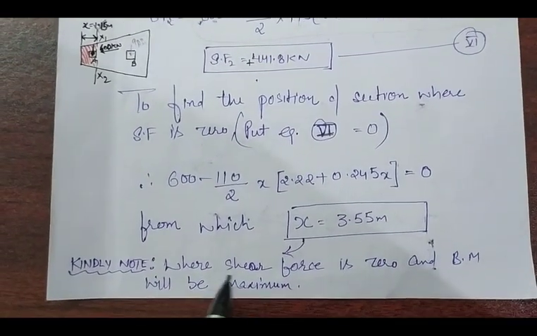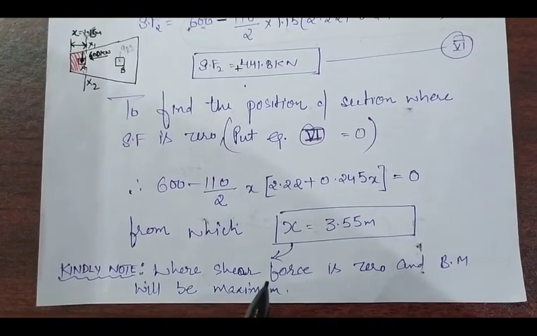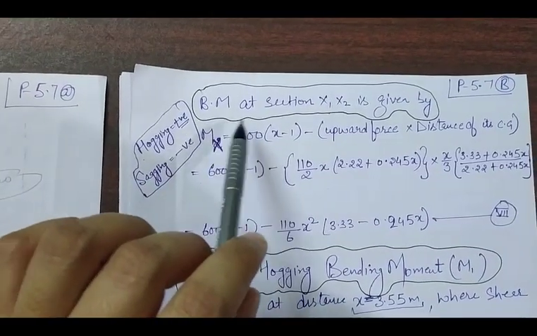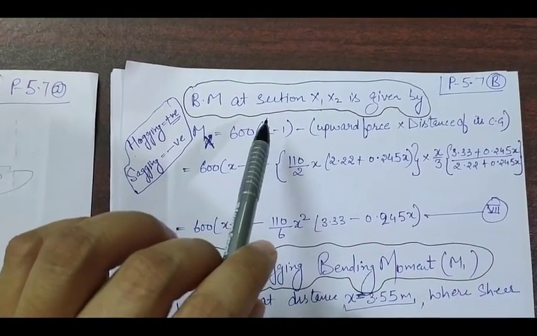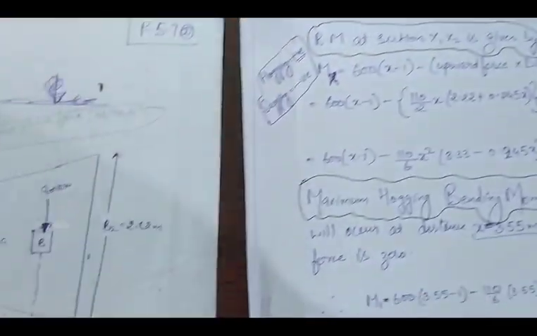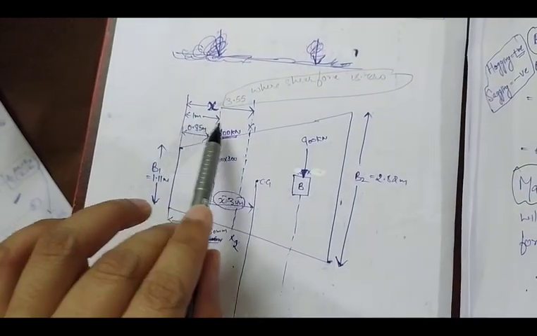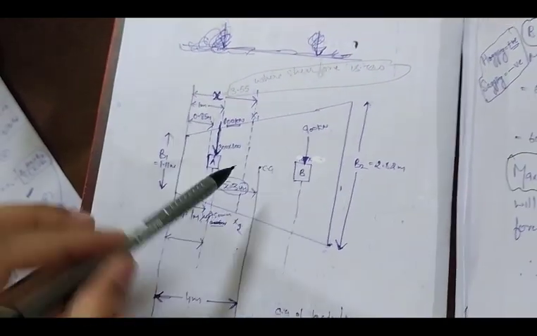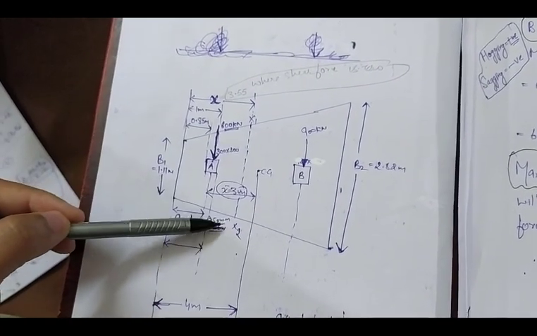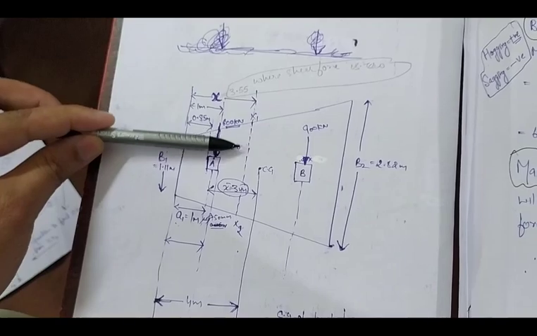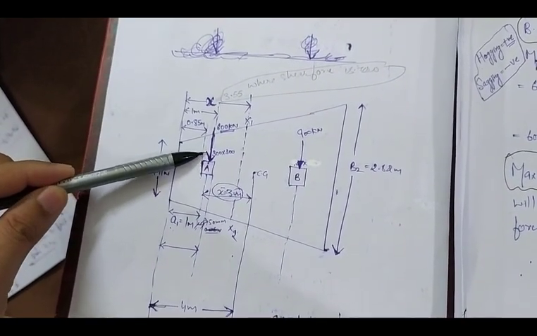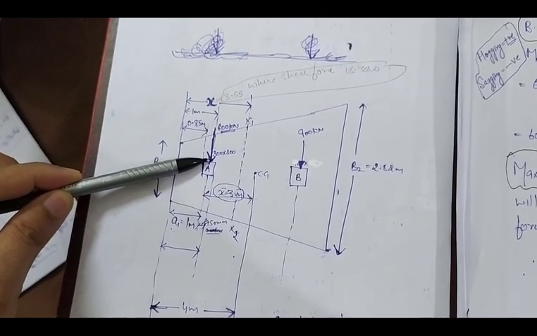So this is the location where shear force will be 0, and we know that where shear force is 0, the bending moment will be maximum. Now we are going to make an equation for the bending moment at any section x, given by Mx is equal to, considering any section at distance x. What will be the bending moment on this particular section? We will consider the total upward pressure up to this area plus the moment due to the external load of 600 kilonewton, right?